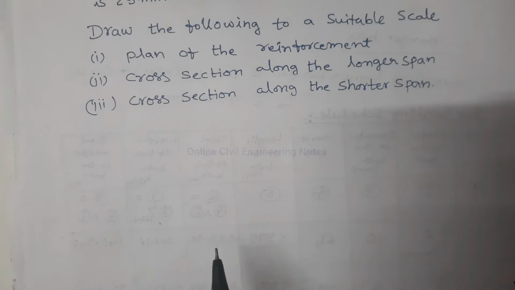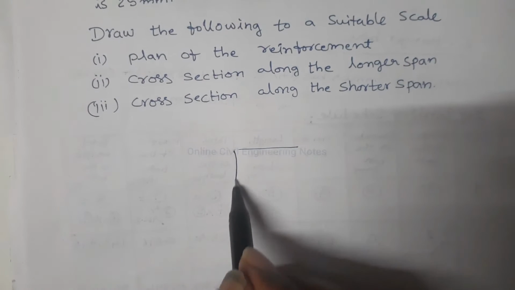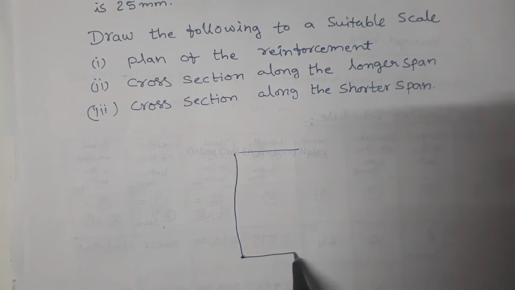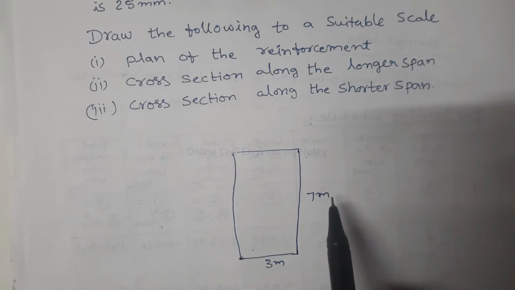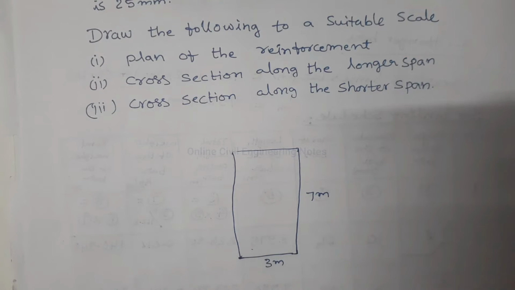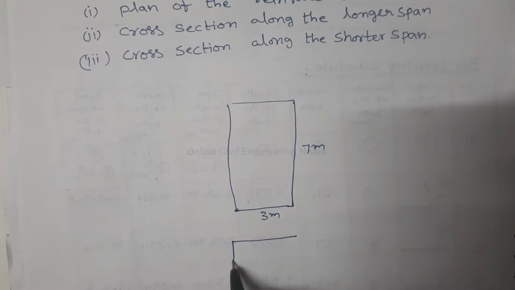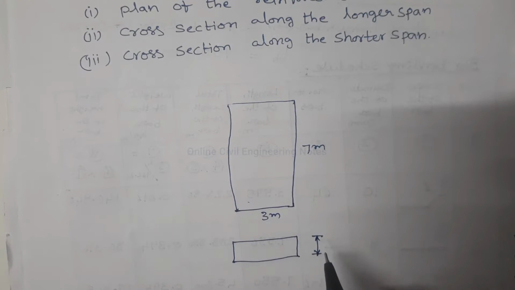Room inner dimensions are 3 meter by 7 meter. Say this is the room, 3 meter, 7 meter. Inner dimensions means clear spans. Clear span in the shorter direction is 3 meter. In the longer direction, clear span is 7 meter. And the thickness of RCC slab is 120 mm.